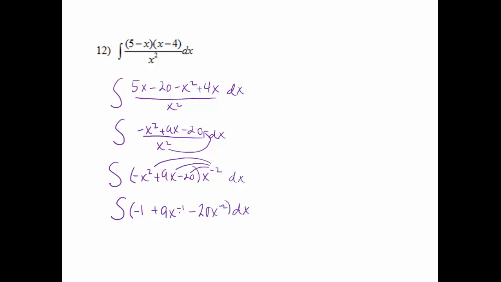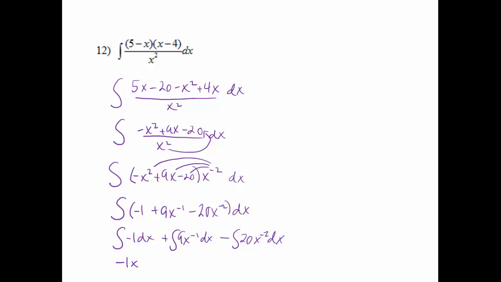Okay, now since I have pluses and minuses, I can actually turn this into three separate integrals. So this is going to be negative 1 dx plus 9 x to the negative 1 dx minus the integral of 20 x to the negative 2 dx. All right. Okay, so now if I take the integral of my first part, the antiderivative of negative 1 is just going to be negative 1x.